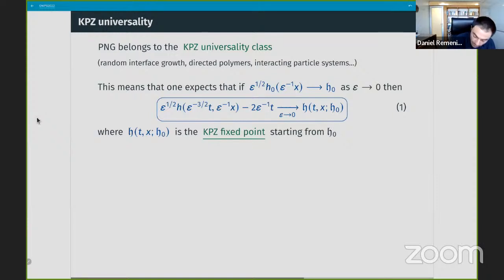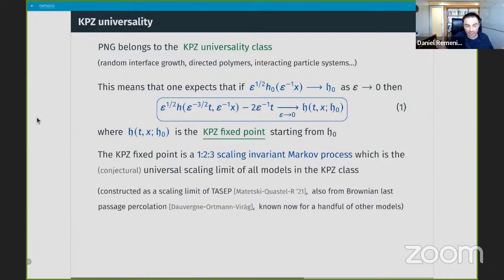So what is the KPZ fixed point? It's the conjecture, if you want, or it's the process which should be the limit of any process in the KPZ universality class. It's a Markov process of height. It's a little bit like in the simulation that I was showing you. You should imagine this height that was growing, looking at it from very far up under the scaling, and then you're going to have this evolution. And that evolution is this KPZ fixed point. It's called a fixed point because it's fixed under this 1-2-3 scaling. Just like Brownian motion is invariant under diffusive scaling, this one is invariant under this scaling, but it's the whole process.